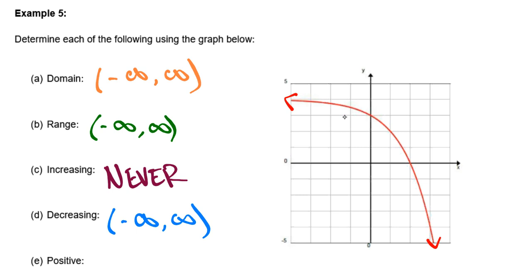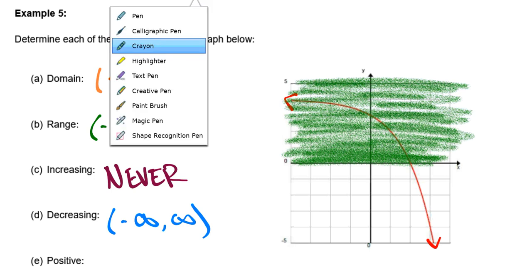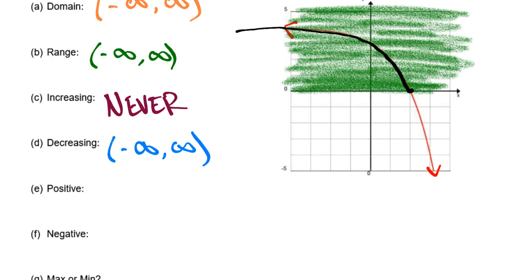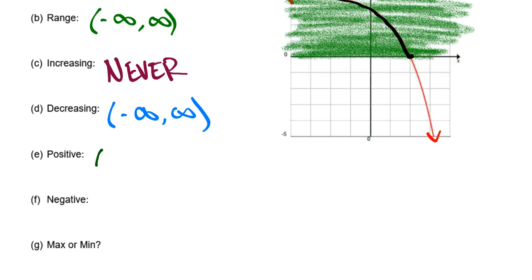Where is this graph positive? So positive would be where it is above the x-axis. So it is positive everywhere up here. This is our positive zone. So our graph is positive from negative infinity to the point where it hits the x-axis. So that point is when x is 2. So our positive interval is from negative infinity up until 2.